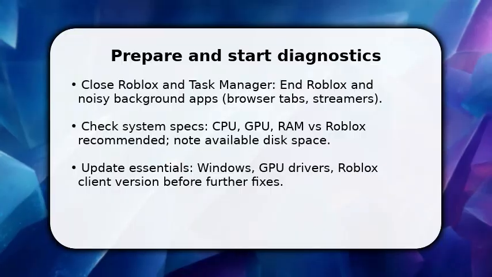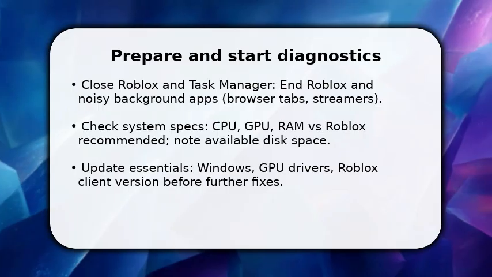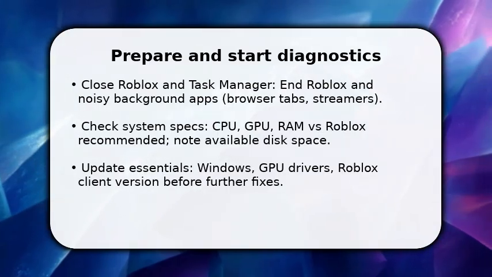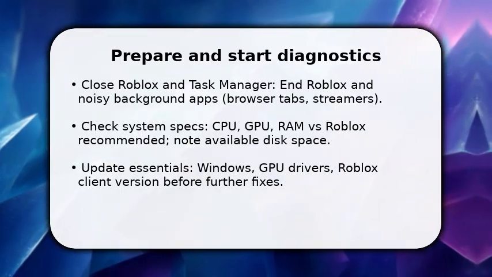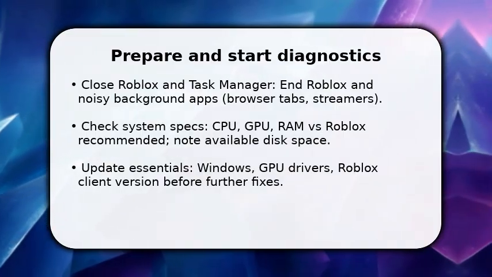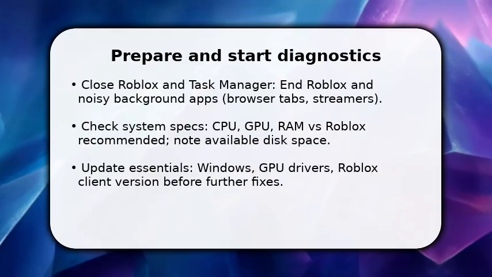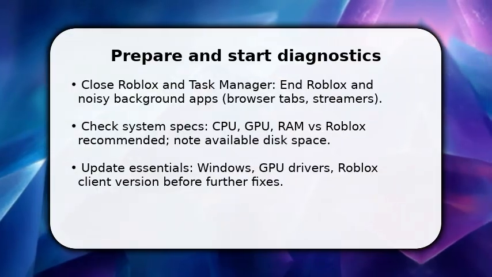You begin by closing Roblox and heavyweight background programs. This frees RAM and reduces CPU contention. Once done, open Task Manager to spot processes using over 30% CPU or memory and quit them.